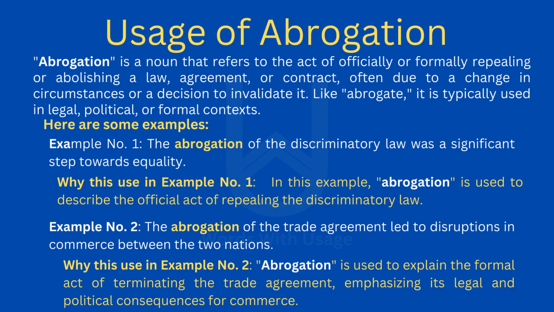Example number 2. The abrogation of the trade agreement led to disruptions in commerce between the two nations. Why this use in example number 2? Abrogation is used to explain the formal act of terminating the trade agreement, emphasizing its legal and political consequences for commerce.